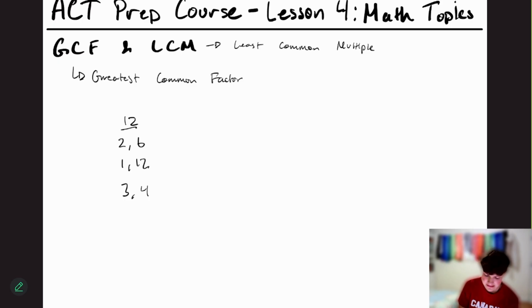So 12 has 6 factors. It has the factors 1, 2, 3, 4, 6, and 12. Okay, so one thing that you should notice is that all whole numbers, right, all whole numbers will have factors 1 and themselves, right?